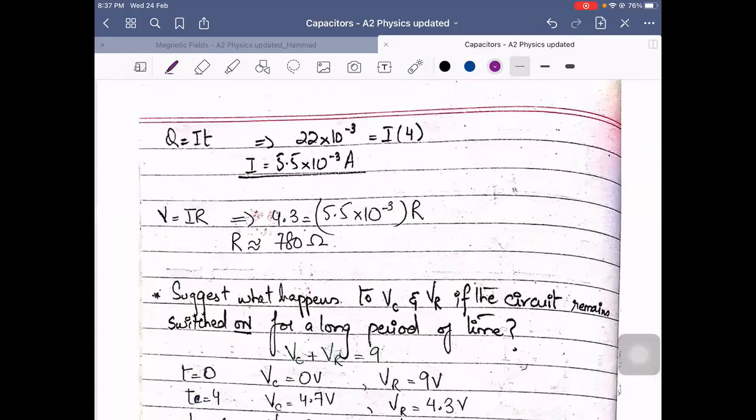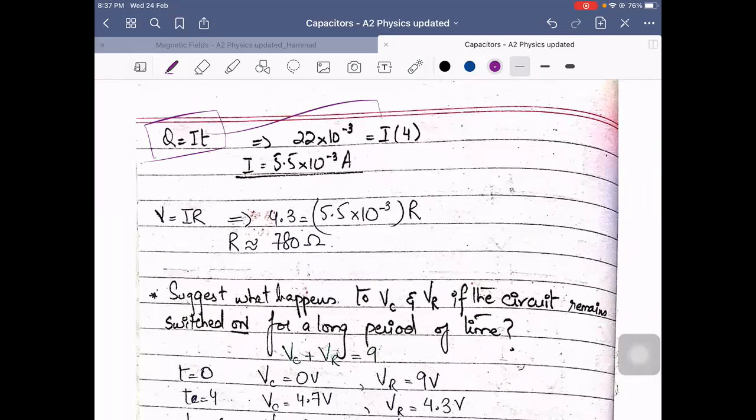Q is equal to IT would provide me with the value of the current. I have the time. The current comes out to be 5.5 amperes according to V is equal to IR. There was 4.3 volts being dropped. Current was 5.5 into 10 to the power of -3, and from here I worked out the resistance, which is approximately 780 ohms.